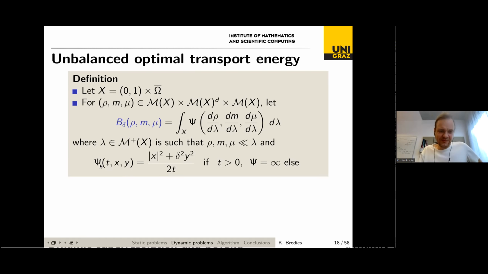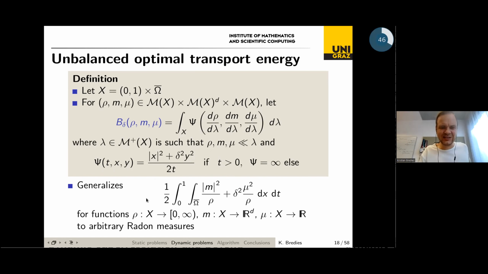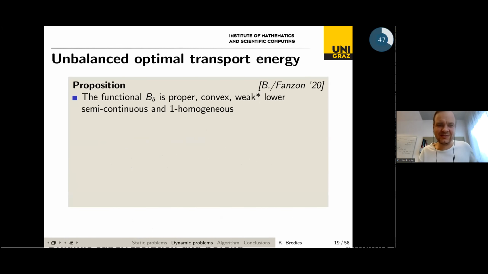In here, this x squared corresponds to the velocity squared, the y squared corresponds to the growth rate squared, and the t corresponds to the mass. This is how you evaluate this. Of course, you have to rule out negative solutions, but this gives you the integrand. This is just a straightforward generalization of the energy that you would expect, with the Benamou-Brenier part here and the additional penalty on the growth rate here. What you have now defined is not an integral but a generalization to arbitrary Radon measures, which you actually need if you want to minimize over the Radon space.